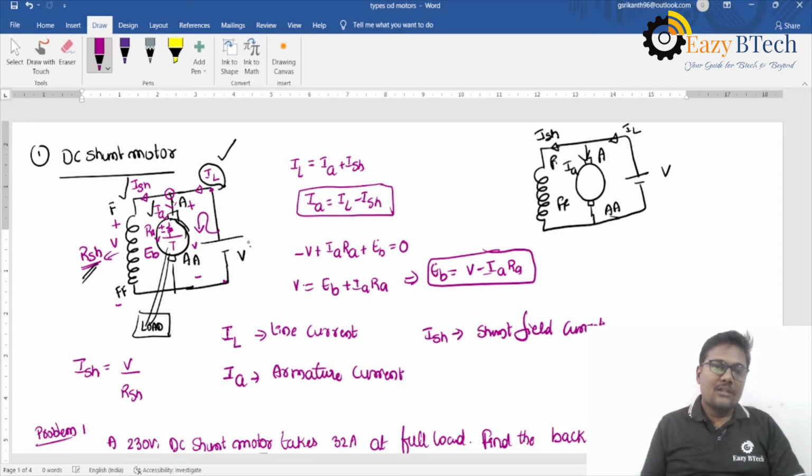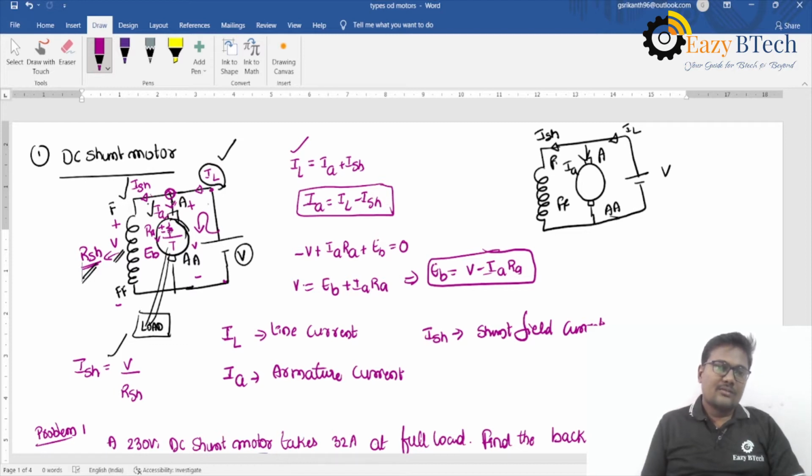The same terminal voltage, the supply voltage, appears across this shunt field winding resistance, so ISH is equal to V divided by RSH. If you apply KCL at this node, the sum of the currents towards the node is equal to the sum of the currents away from the node. IL is the incoming current, and IA and ISH are outgoing. So IL is equal to IA plus ISH. The armature current is IL minus ISH.